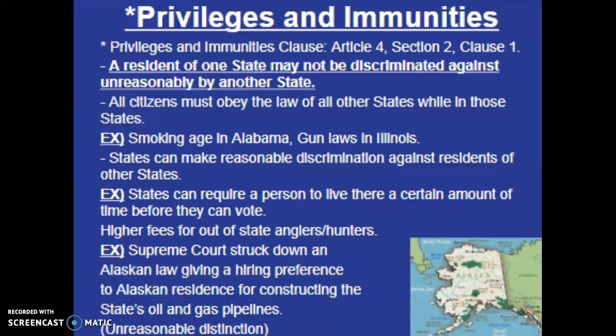Another common piece of reasonable discrimination that we have seen in the past and still is in place today: state colleges and universities regularly set higher tuition rates for students from out of state than those they charge their in-state residents, and this is seen as reasonable discrimination against residents of other states. So there are some areas in which that is okay, but also understand that there are some instances like this one here in Alaska that are not okay.